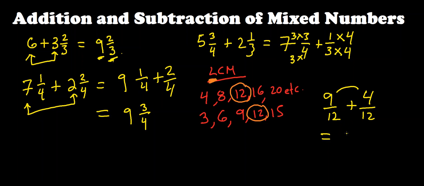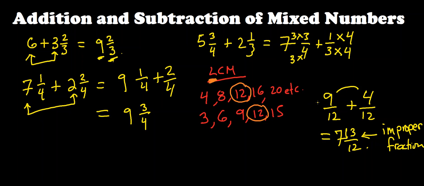So we get 9 plus 4 is 13 over 12. And we can't forget the 7, because we get 7 from the 5 and the 2. So we have 7 and 13 over 12. We're almost done, but usually we don't write our final answer as an improper fraction. You might have noticed that this is an improper fraction because the numerator is larger than the denominator.